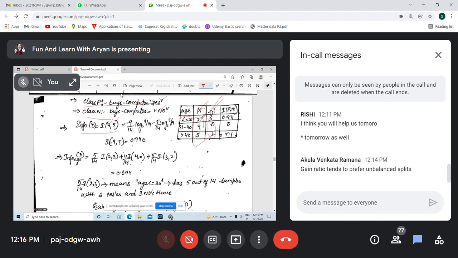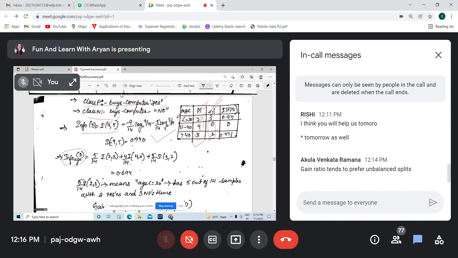So 9 is the number of positive, 5 is the number of negative. So this is overall how many positives you have, how many negatives you have. Based on that, you calculate the overall information. Now, information for age you have to calculate. How do you calculate information for age?